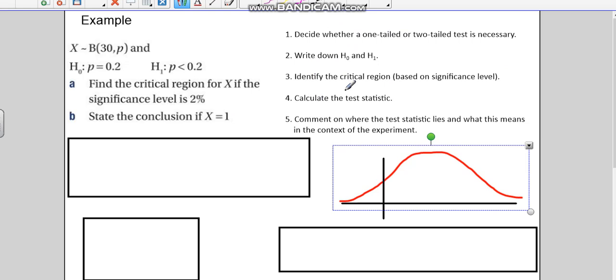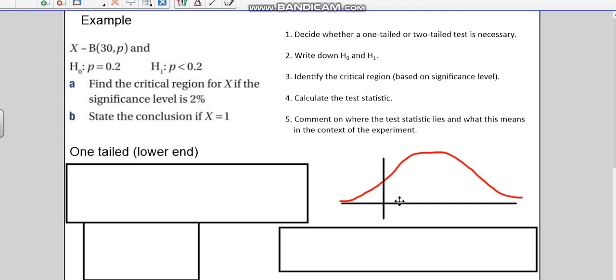We'll look at these regularly as we do the more problematic questions, but number one is decide whether a one or a two-tailed test is necessary. So this bit here tells me it's one-tail, and because it's a less than, I know it's a lower tail, so I'm looking at the left hand side here. So it's the lower end, and I know that's 2%, so I know I need that region there to be 2%.